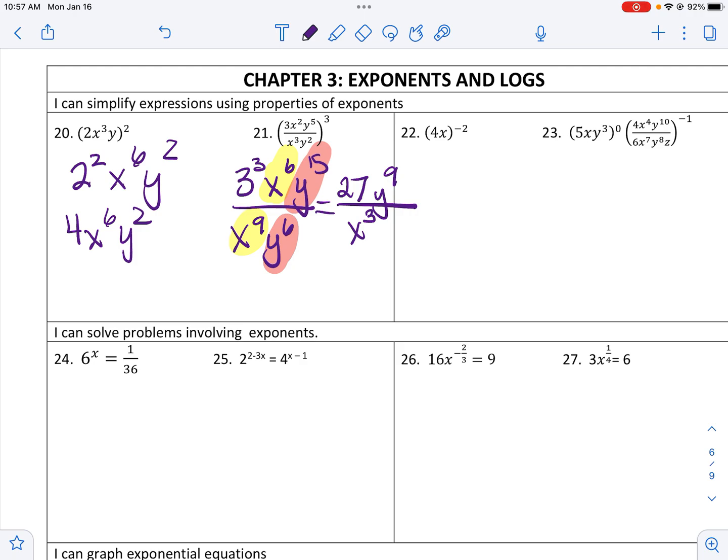So what do we do with a negative exponent? We flip it. So this is 1 over 4x to the positive 2. So that's 1 over 16x squared. This next one, anything to the 0 power is 1, so that goes away.